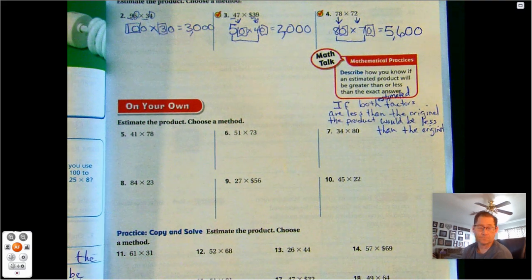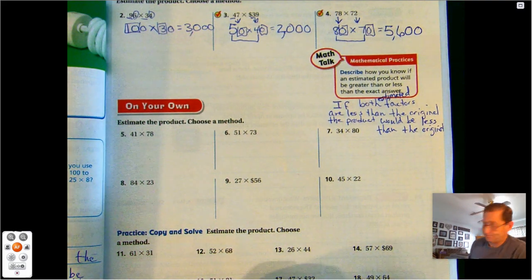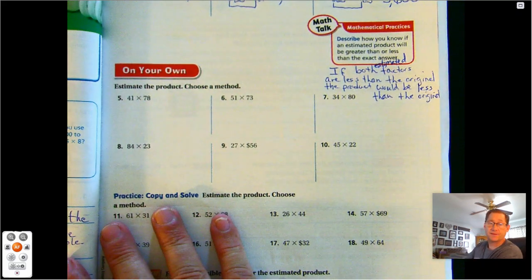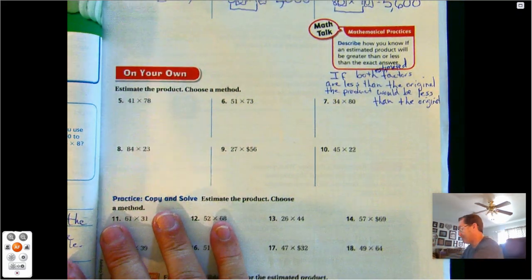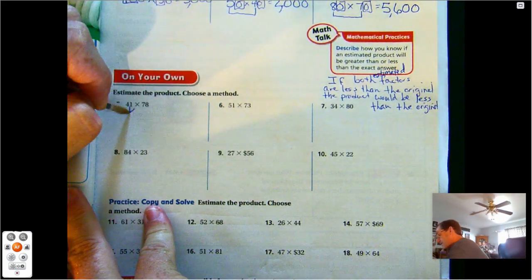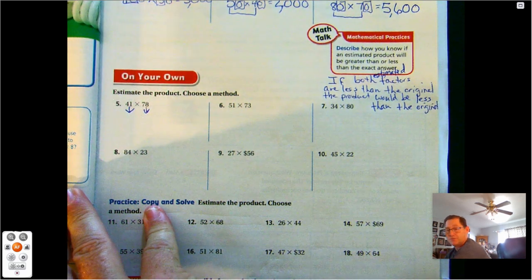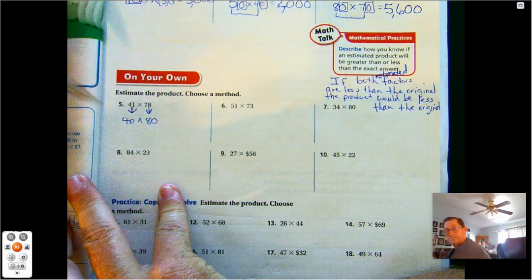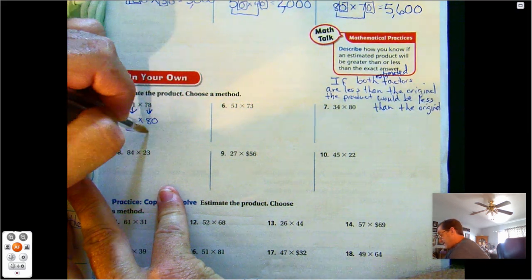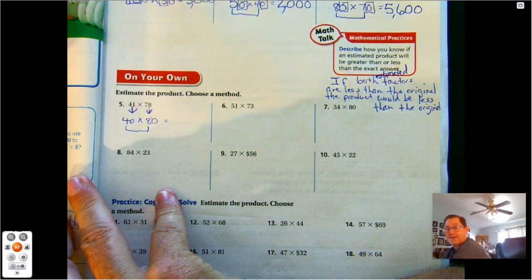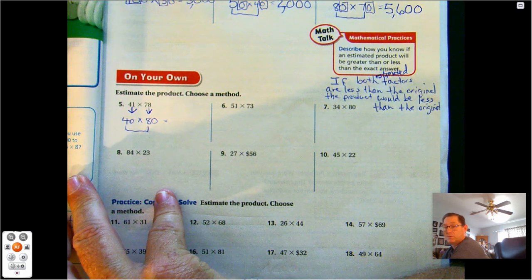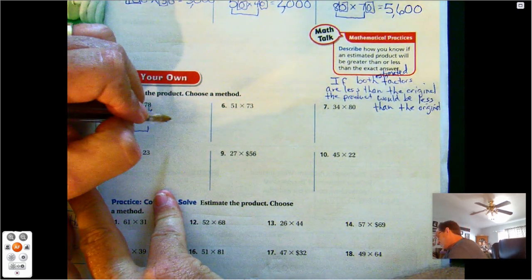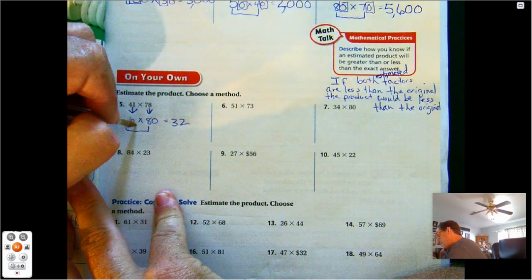So now let's continue with number 5. 41 and 78. Okay. I would still use the rounding method for this one. A basic math fact, 8 times 4 is the same as 8 times 2 doubled. 8 times 2 is 16. 16 and 16 is 32. And I'd put the 2 zeros from the 2 tens from both factors.